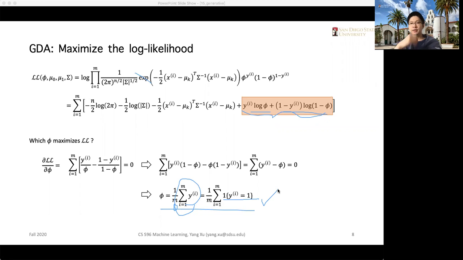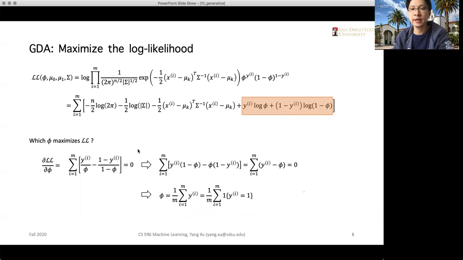And we use the ratio of those ones as an estimate for the a priori probability phi, right? That makes sense to us because the training data set is all we've got. So we can simply use the counts of positive examples as the a priori probability estimation. Okay, so for phi, it's quite easy to get.